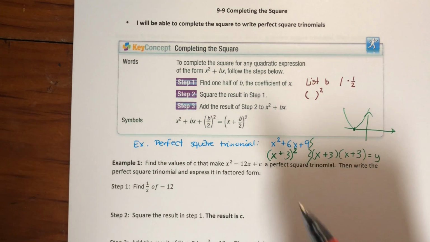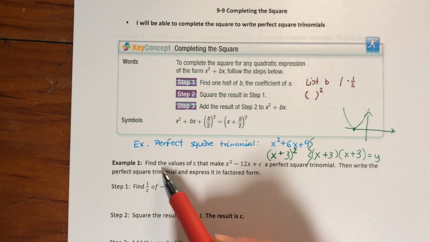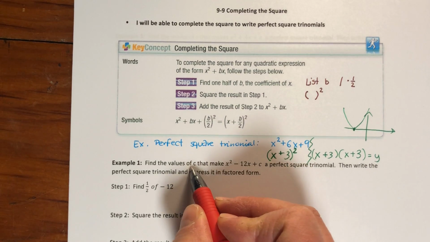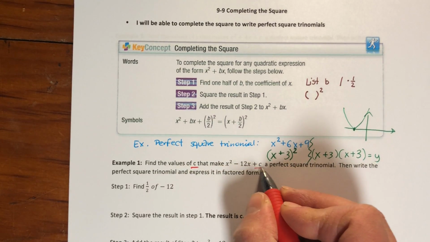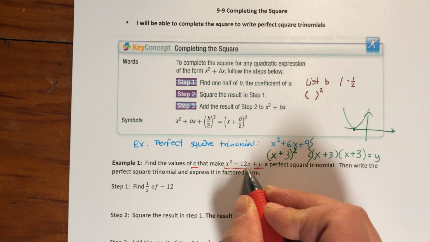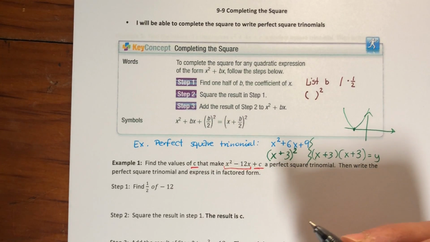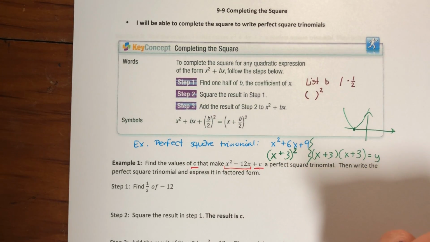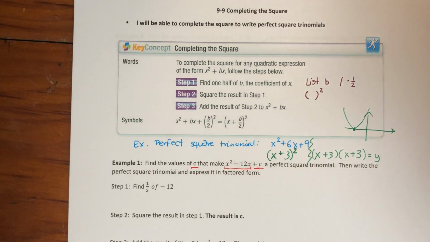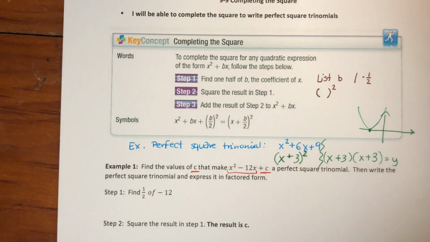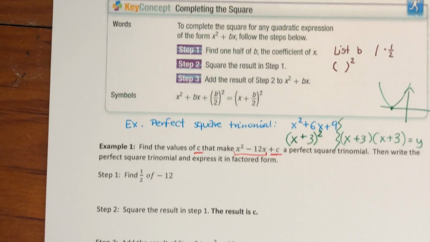I want you to see what example 1 is asking us. Find the value of c. So we are looking for a number so that if we add this to x squared minus 12x, this is going to create a perfect square trinomial. And then we want to write the perfect square trinomial and express it in factored form. All right, so let's take a look.